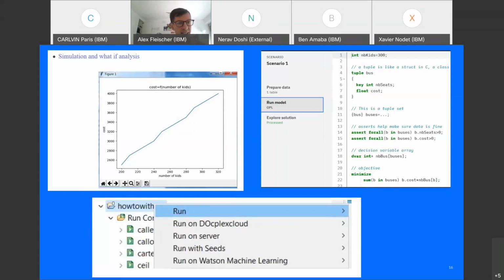you need. So upper left, for simulation, you can do that and it will display this kind of curve. So this is the cost according to the number of kids you want to bring to the zoo. On the right, you have a display of OPL within Watson Studio. So very convenient if you want to add optimization on top of some machine learning models within Watson Studio. And within the IDE, you can easily, through right-click, call CPLEX on your machine, on a server, on CPLEX Cloud, or on Watson Machine Learning. So very easy. You right-click and you have all those options.